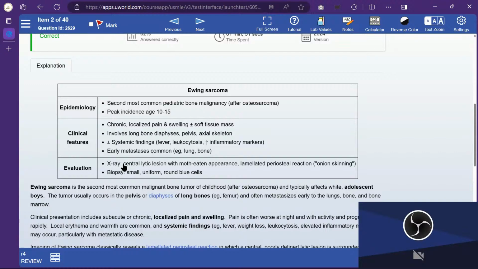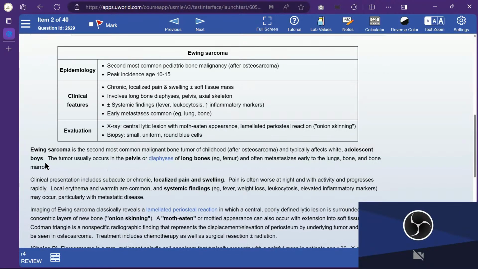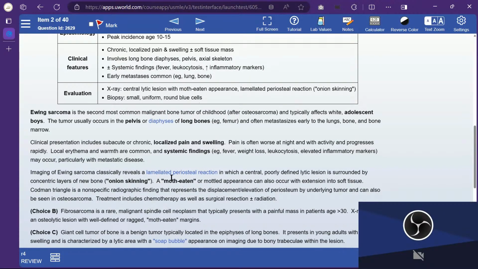When you look at it, there is a central lucent lesion with a moth-eaten appearance and a lamellated periosteal reaction, which is known as onion skinning. I have heard these a lot: onion peel appearance, onion skinning appearance, lamellated periosteal reaction. But it is uncommon to see the moth-eaten appearance. So if you find this, the diagnosis is done. Also in the diaphysis, this is another important feature.